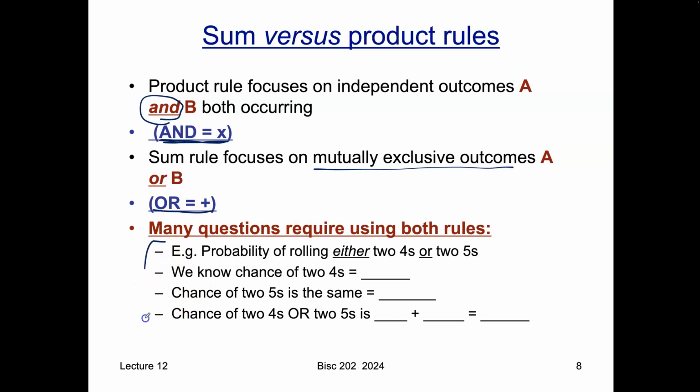And again, here are a lot of questions where we're going to require that you use both of those rules, right? And so in this case, you throw two dice, and you're asking, what is the chance that I will either get 2 4s or 2 5s when that roll comes up? So you figure out the probability of this, which has already been calculated. You can figure out the probability of that, and then you will add them together to get the probability of 2 4s or 2 5s.